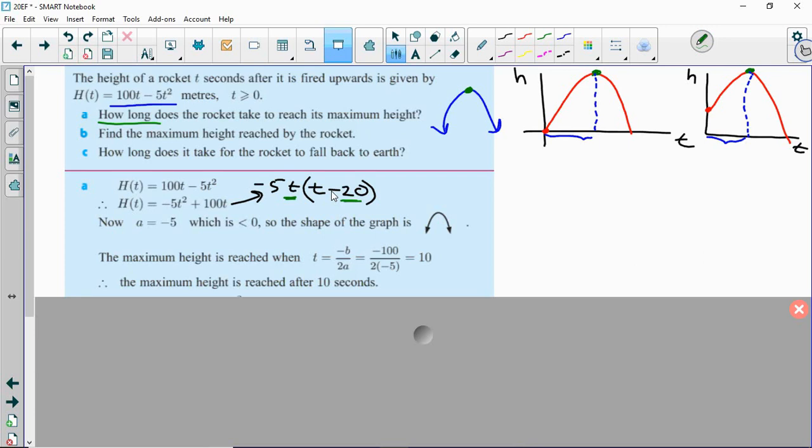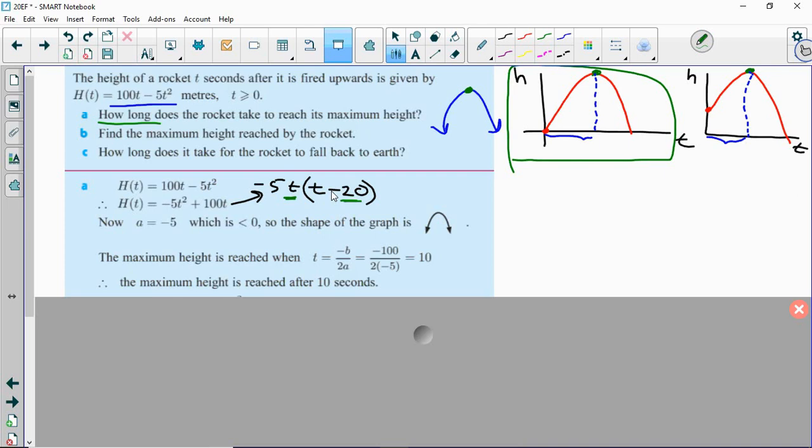So that also tells me that this graph is going to be the more accurate one. When t is equal to 0, my height is exactly 0. So the parabola is going through the origin. But anyway, they're not asking for that.